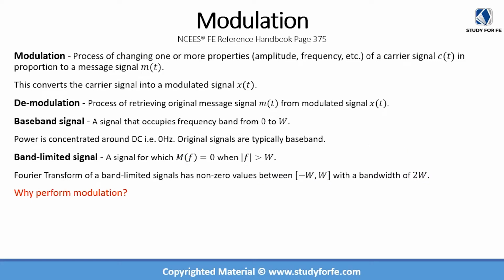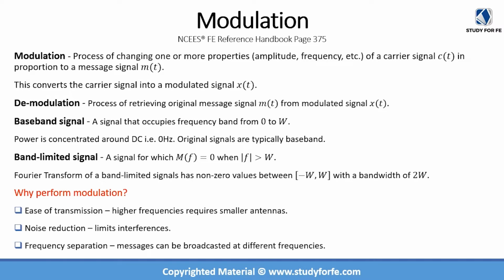So why do we perform modulation? What are the advantages of performing modulation? Modulation helps us with transmission. It makes transmission easier because higher frequencies require smaller antennas. The second thing is noise reduction. It limits interferences. When we move the frequencies to a higher range, then we are able to avoid noise, most of which typically exist at a lower frequency range.